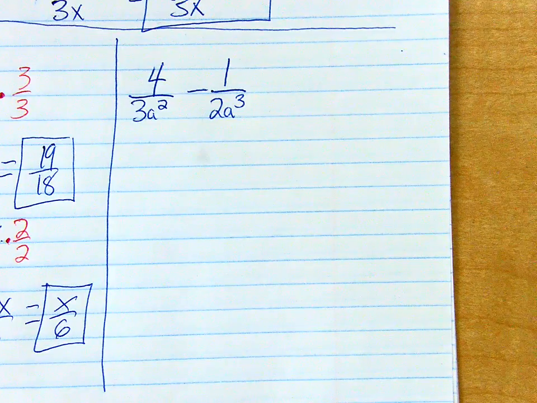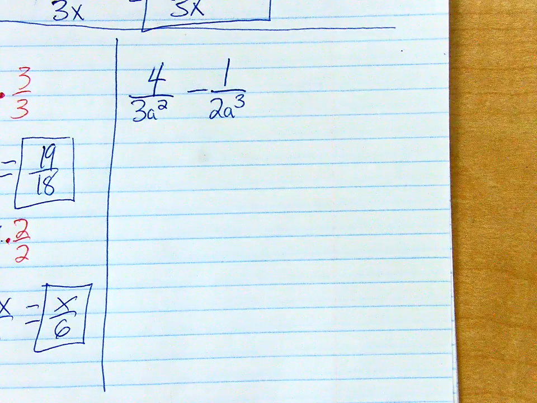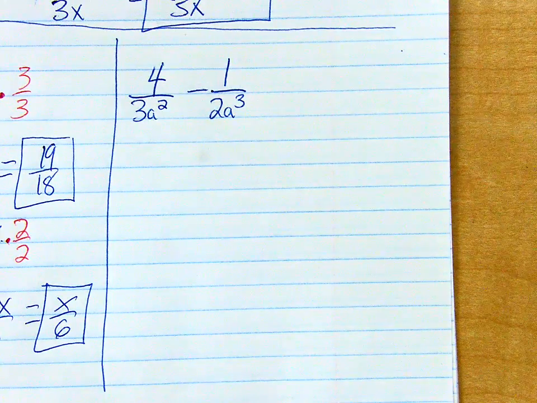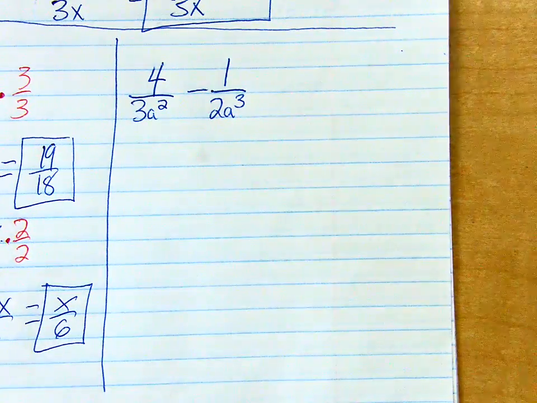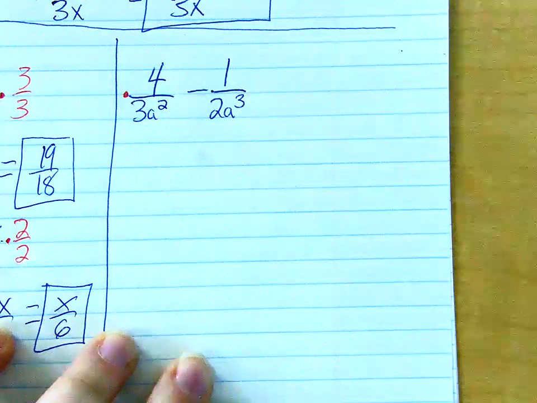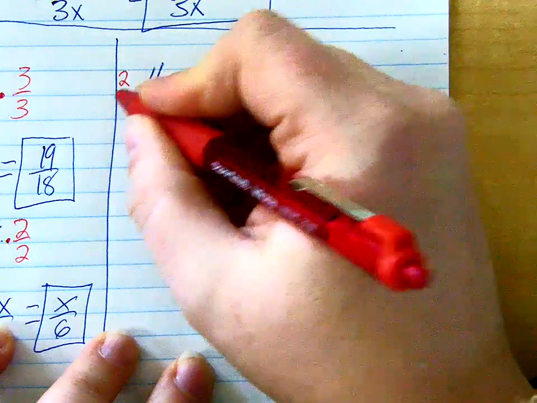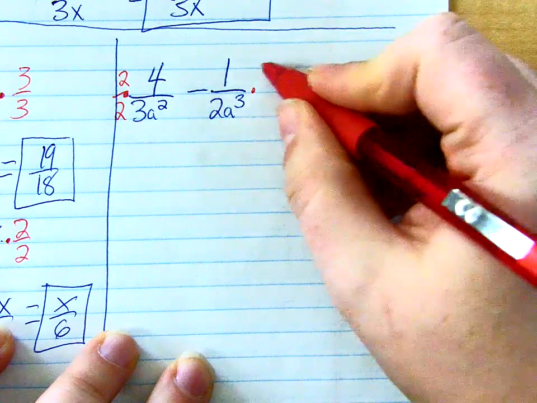Here's my recommendation for you. Look at just the numbers first. 3 and 2. 6. My common denominator would be 6, right? So let's start with that. I want you to become a 6, so I'm going to multiply this side by 2 over 2, and this side by 3 over 3.